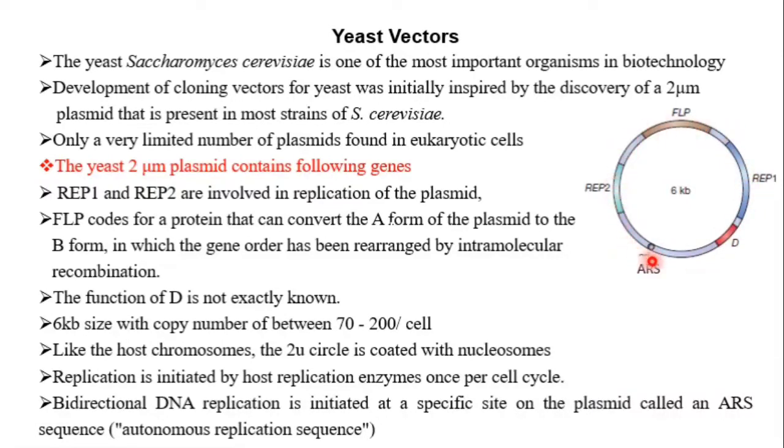That's why replication occurs bidirectionally. Here in this 2 micron plasmid, bidirectional replication occurs. One replication fork will go this way and the other will go this way, and this replication is initiated at a site called ARS, which is known as the autonomous replication sequence.